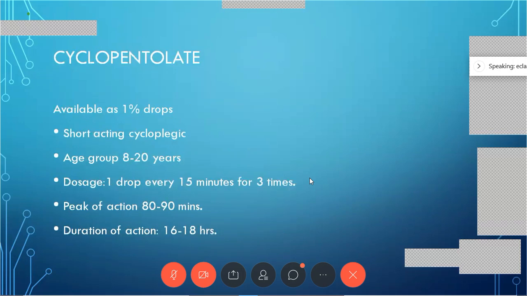And the other one is cyclopentolate. This is only a short-acting cycloplegic. It is also available in 1% eye drops, whereas homatropine is available in the form of 0.5% drops. This is also indicated in the age group of 8 to 20 years. Dose is 1 drop every 15 minutes for 3 times. Peak action is 1 to 2 hours. And duration of action is 16 to 18 hours.